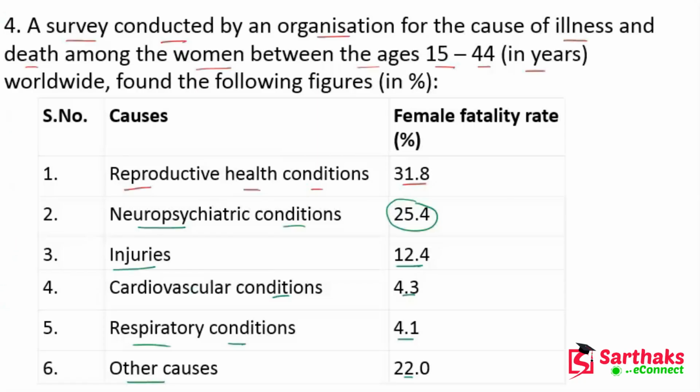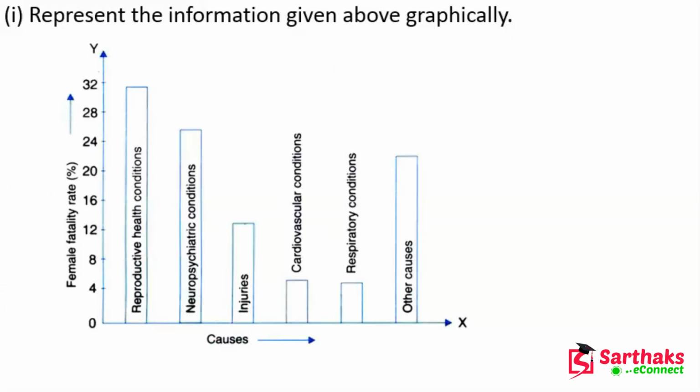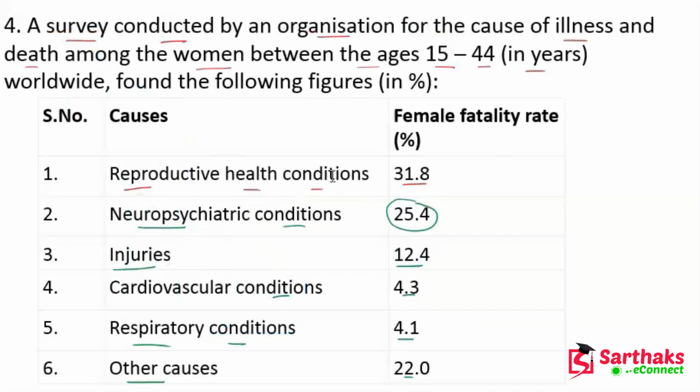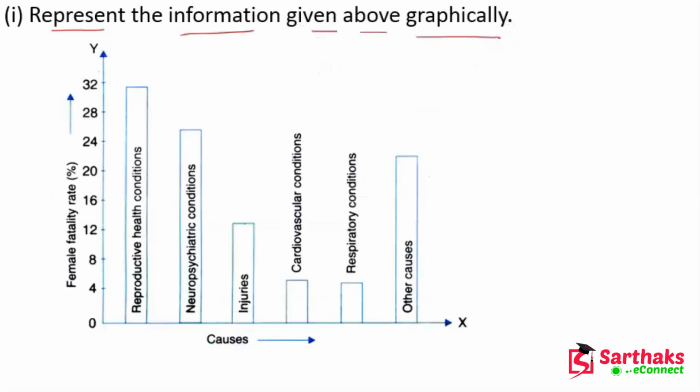Okay. Now the first part of this question is: represent the information given above graphically. Okay, we have to represent this information graphically. Here you can see that on the x-axis we are taking the causes, and on the y-axis we are taking the female fatality rate. This graph represents the reproductive health condition.